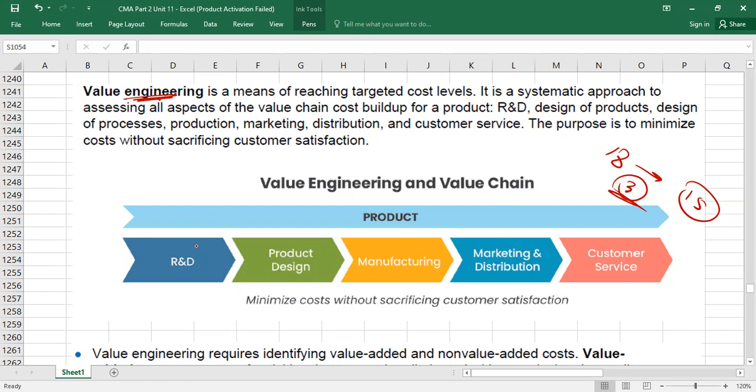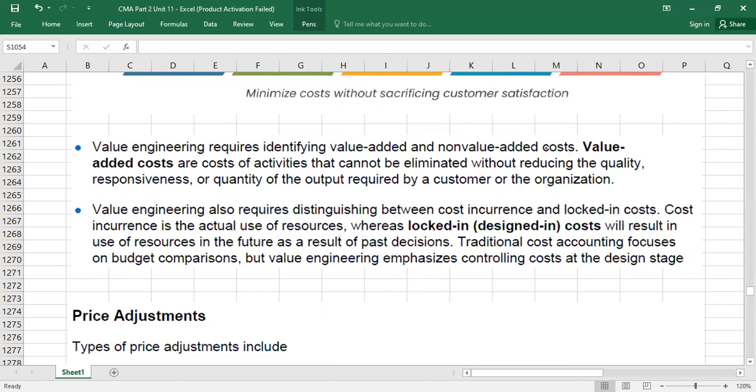So you should look at the R&D stage. You should look at the product design stage also, where cost can be cut. In manufacturing, how cost can be cut. In marketing and distribution, maybe how cost can be cut. In customer service, how it can be cut. So you have to look at how you can reduce this $3 per unit. For that, I told you, you have to know what your value added cost is and what your non-value added cost is. This is what you have to go through, guys.